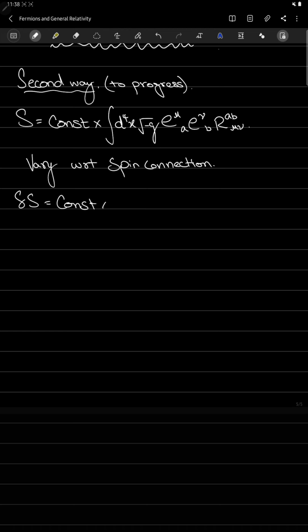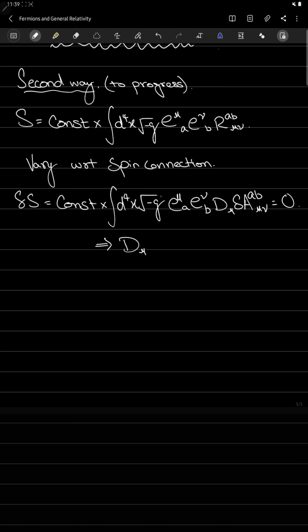You have your constant in front and your integral d⁴x square root of minus g. You'll have E^μ_A E^ν_B, and you'll have your covariant derivative, and this change in your spin connection, which is this thing. And this thing is equal to zero because we are using the principle of stationary action. With this, you can immediately see that this implies that the covariant derivative of your tetrads is equal to zero.